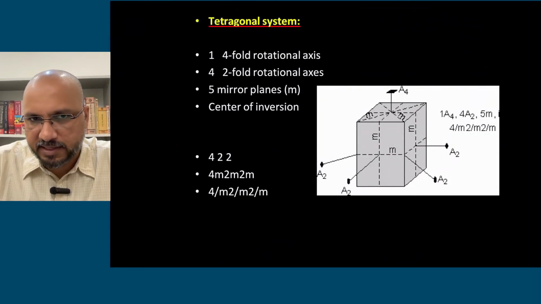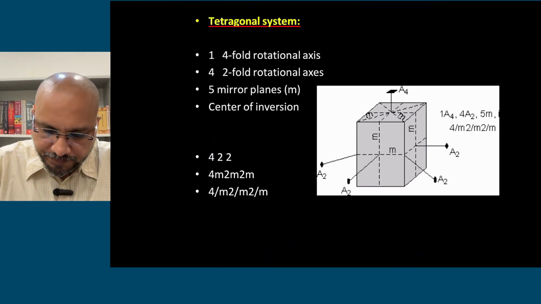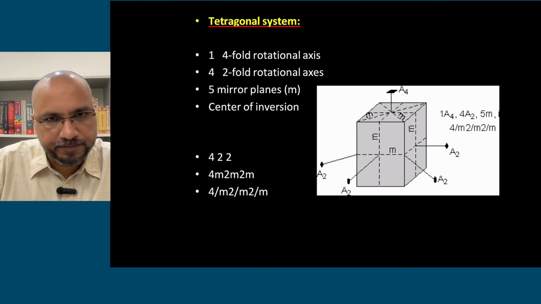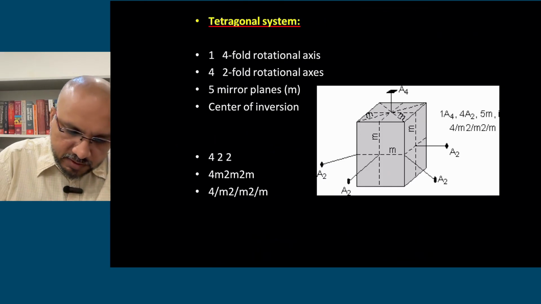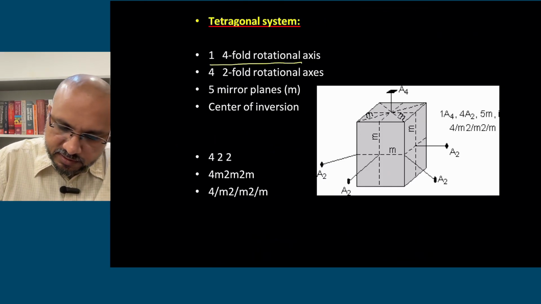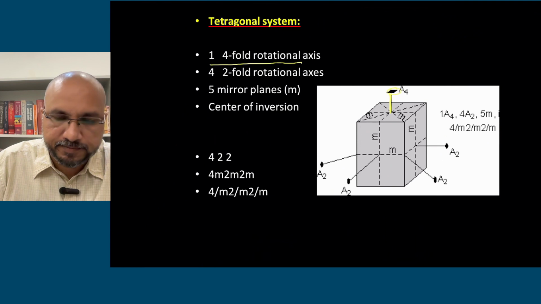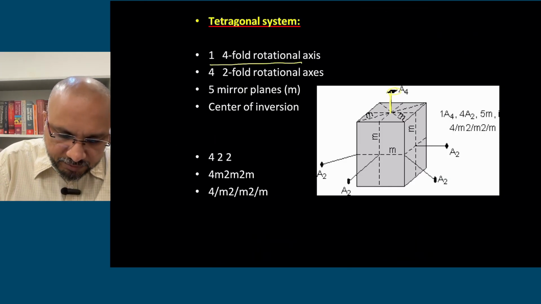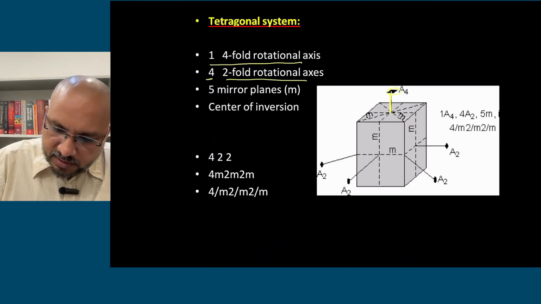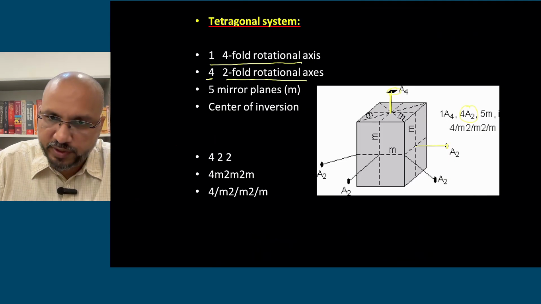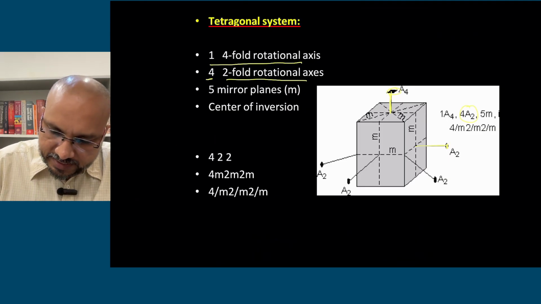So let us take another example. So it is under the tetragonal system, right? So first of all, how many unique rotational axes are there? So there is one four-fold rotation axis. So here it is the four-fold rotation axis. Okay, it is passing through the C axis. So one four-fold rotation axis is there. Then there are four two-fold rotation axes. One two-fold rotation axis is here, a unique two-fold rotation axis. Then the second two-fold rotational axis is here.